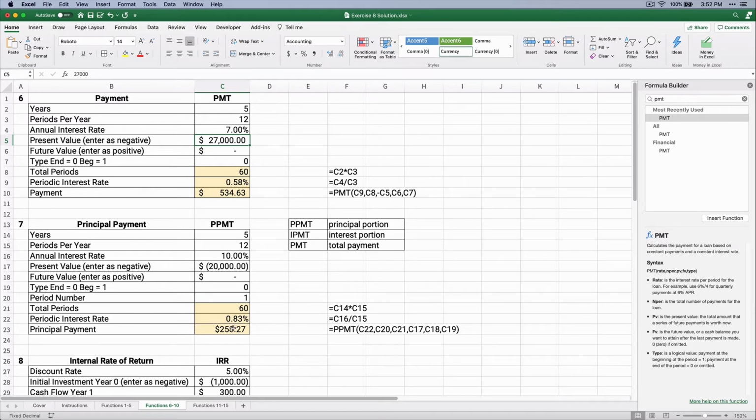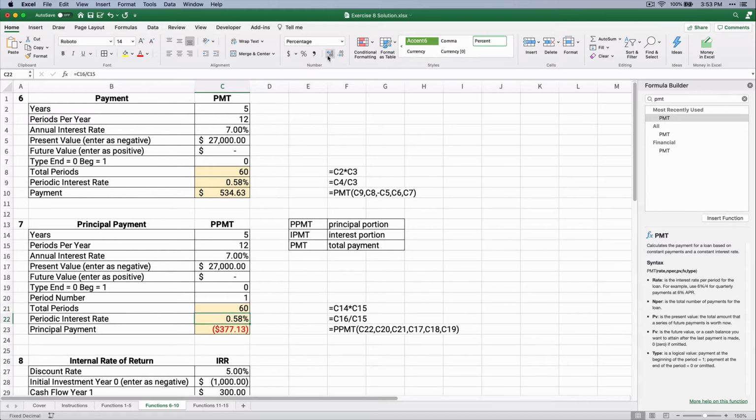So we have 5 years, 12 periods per year. We have 7%. We have a present value of $27,000. The future value is going to be 0. The payments happen at the end of the period. And we're going to say, for the very first payment, well, how much principal and how much interest and how much our total payment? Our total payment's $534. What would be the interest amount on that first payment?